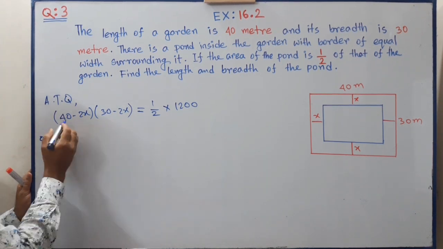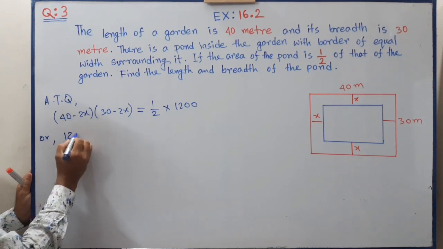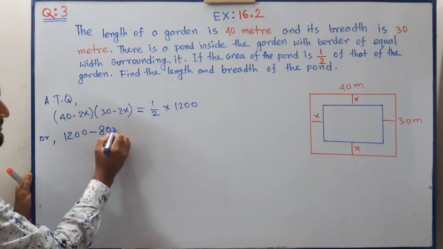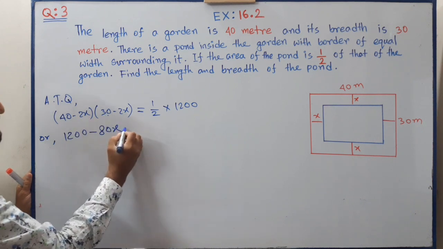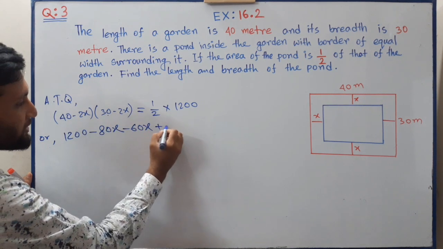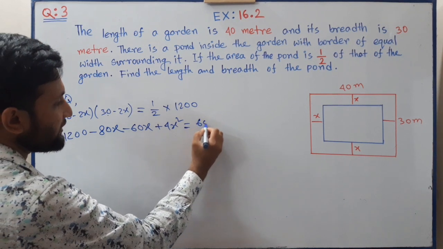Okay, so now next part. Here see that by simple calculation, 40 into 30, that means 1200, and then minus 40 into 2x, that means 80x, and then minus 2x into 30, that means minus 60x, and then minus 2x times minus 2x, so plus 4x square, and half of 1200 is 600.